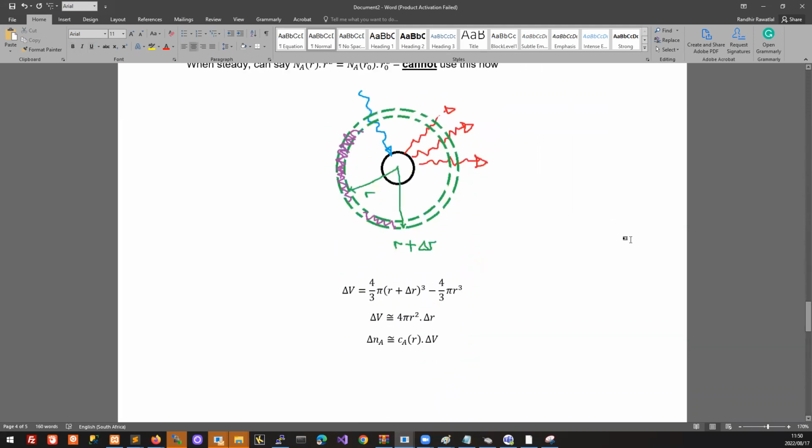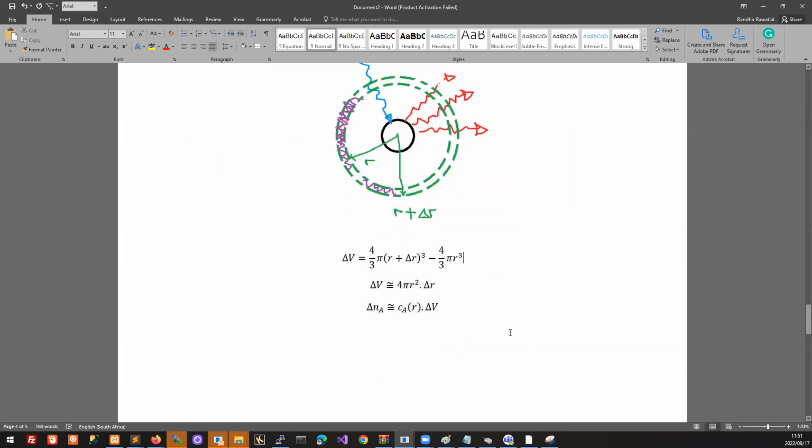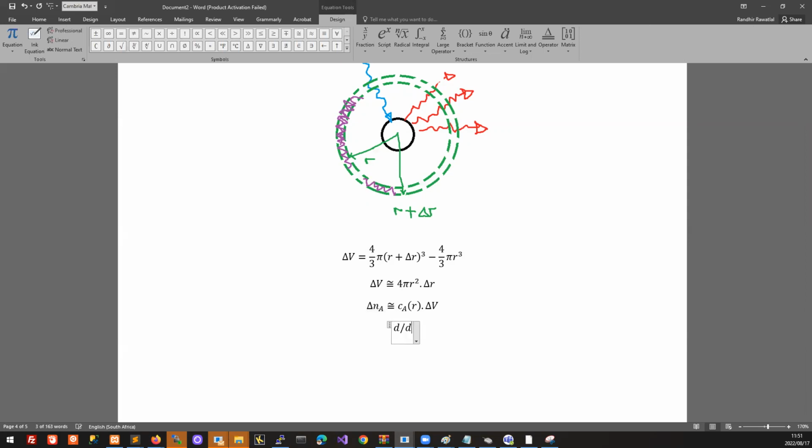Okay. So any questions or comments on this so far? Okay, so now we have an estimate for the change of the moles inside our subspace. And now let's look at the rate of change of that. So as before, we said d/dt of delta NA. So the rate of change of the moles in this thickness.